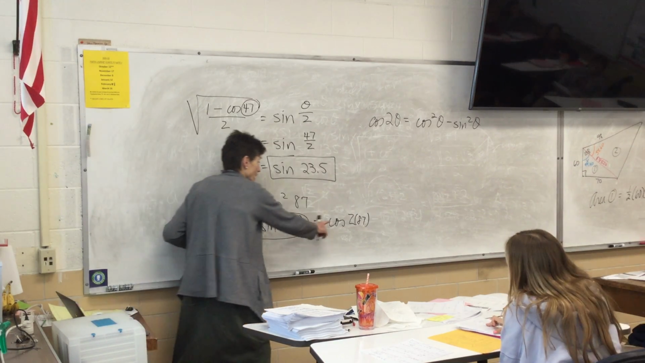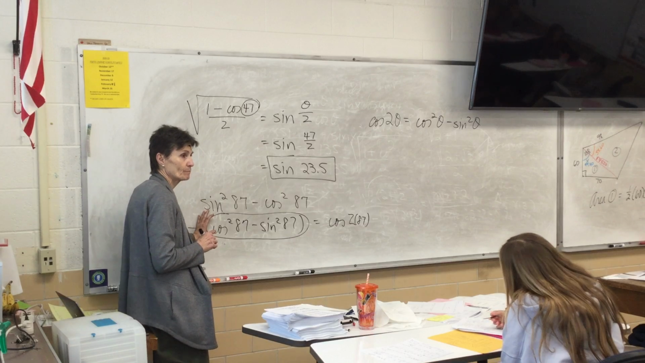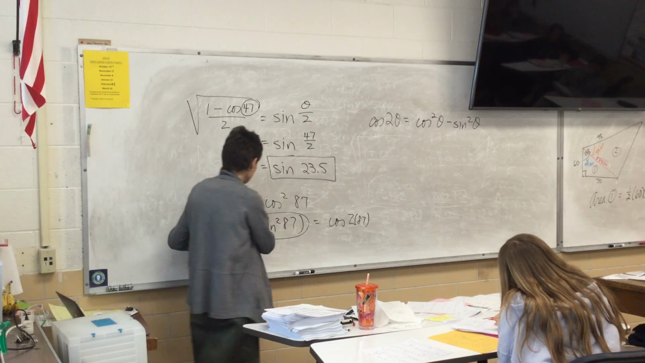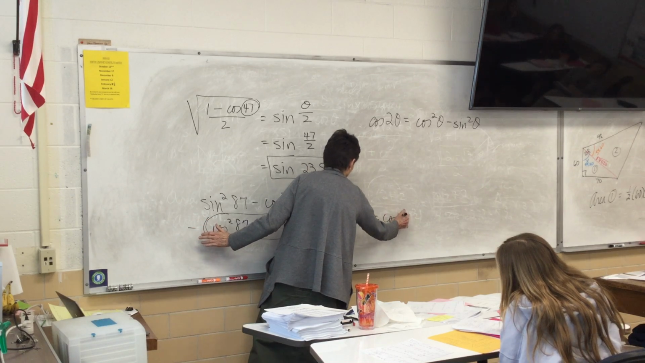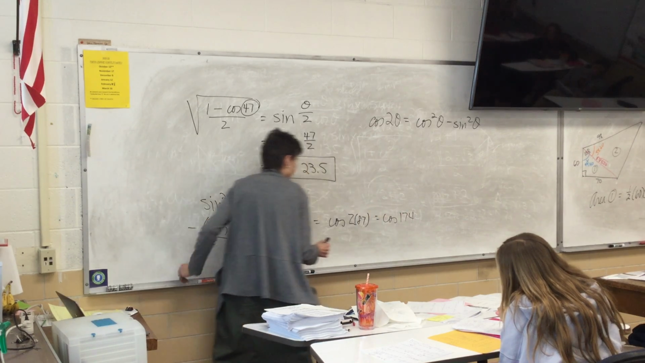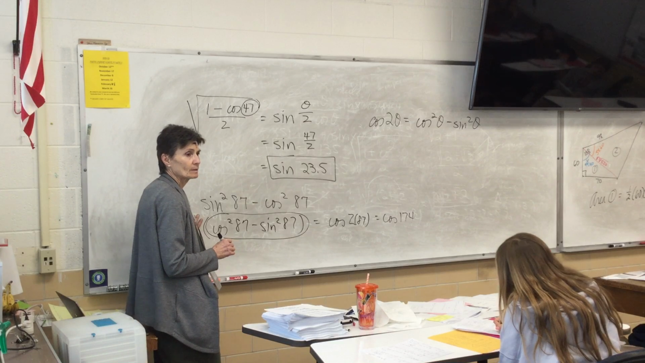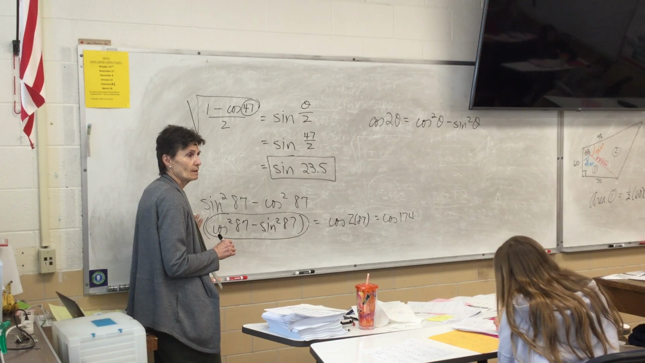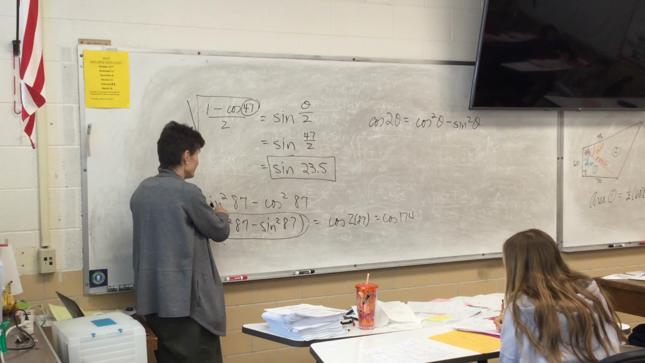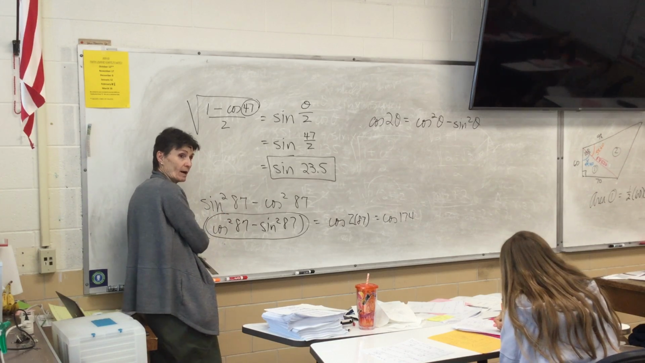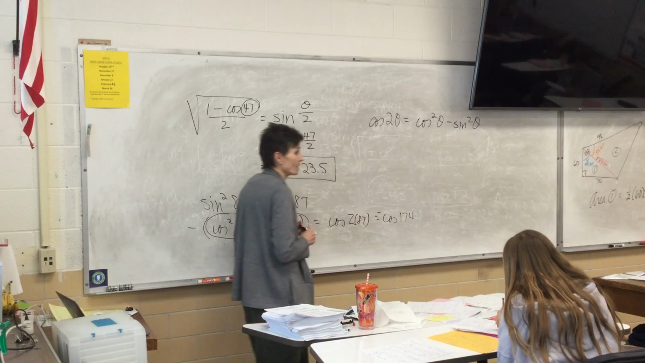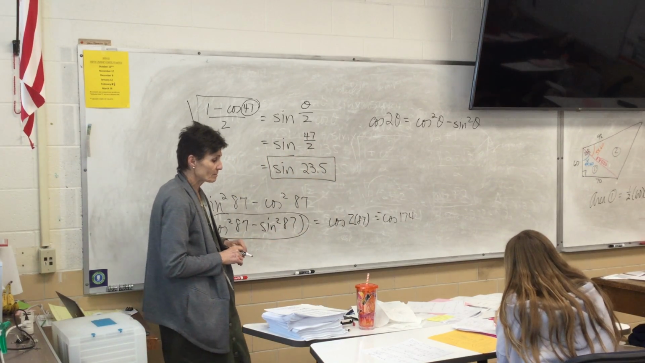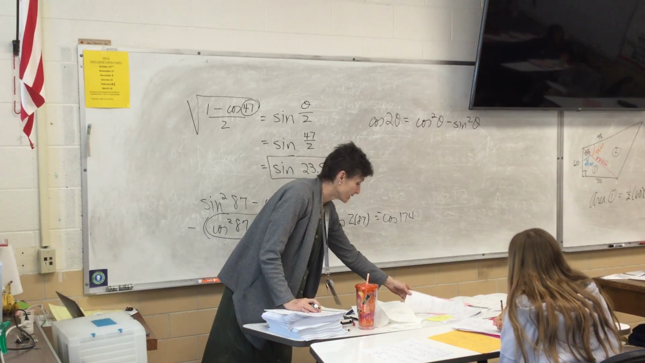Isn't this the cosine double angle formula? Mm-hmm. So this in the circle is the cosine of 174, check my arithmetic. But our problem was the opposite of that, right? So the answer is negative cosine 174. Mrs. Ford, that's tricky. Yes, it is.